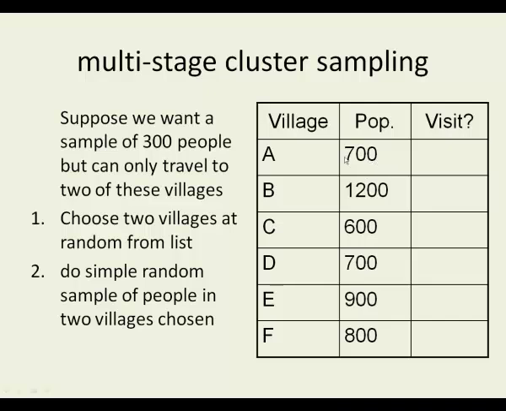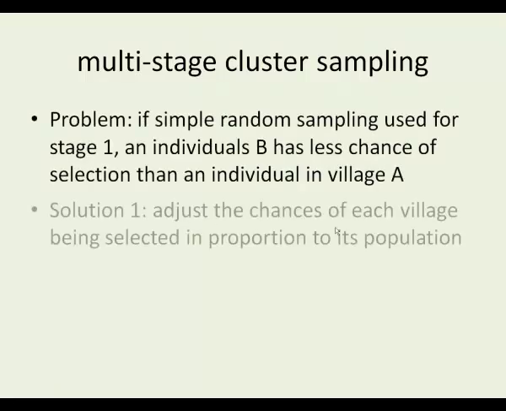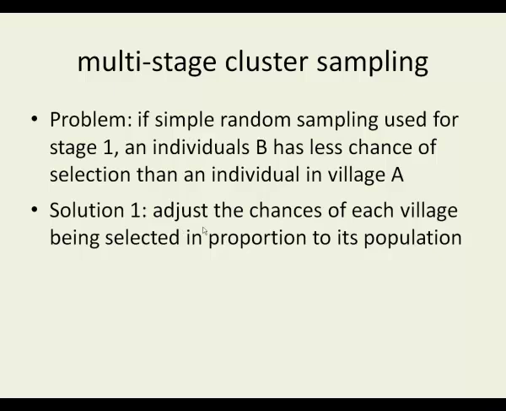So because people in smaller villages have got more chance of being selected at the second stage, you have to give people in the bigger villages, give their village, a bigger chance of being selected. So one solution to this is that in the first stage, you increase the chances of the larger villages. So you make the chance of selection for each village proportional to its population.